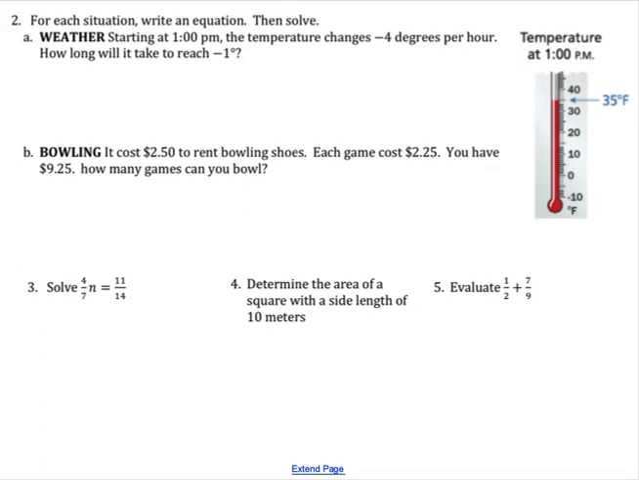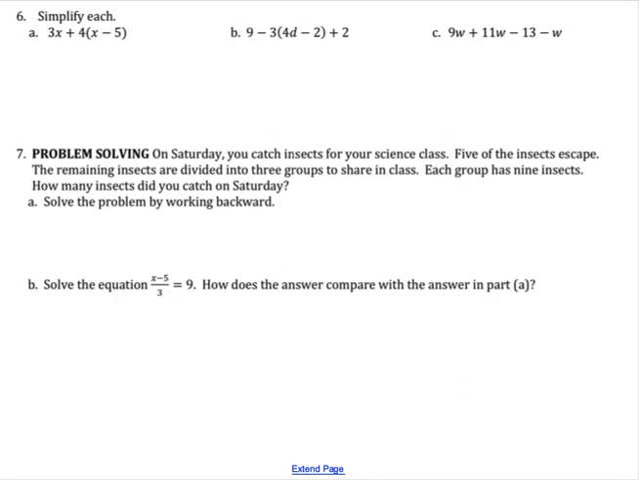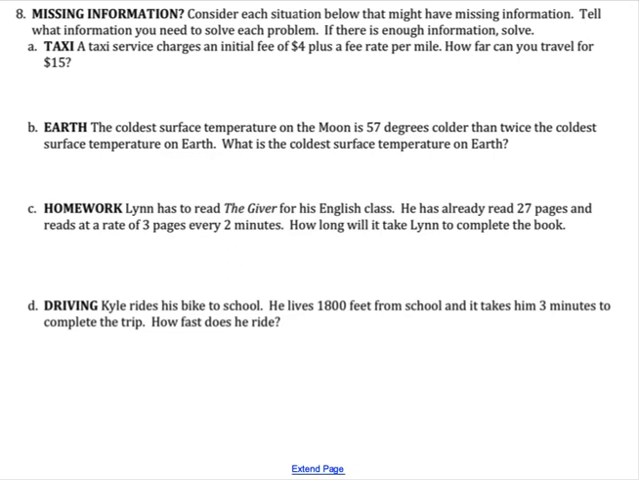Number 2, for each equation, write an equation, then solve. I do want you to answer with a complete sentence again. I'll leave both of those up to you. Number 3, you're going to solve this. Since it's got fractions, you'll want to use multiplication. Number 4, find the area of a square. Number 5, add two fractions. Number 6, you're going to practice simplifying, and that's actually to lead into tomorrow's lesson. Number 7, you're going to solve a problem by working backward, and then you're going to solve an equation in part B that relates to it.